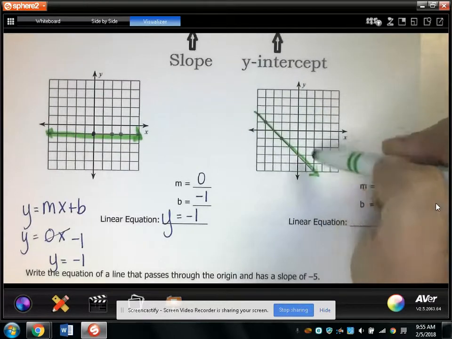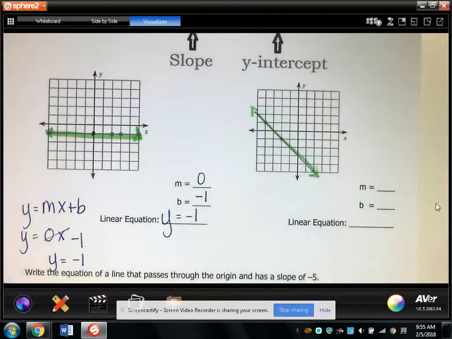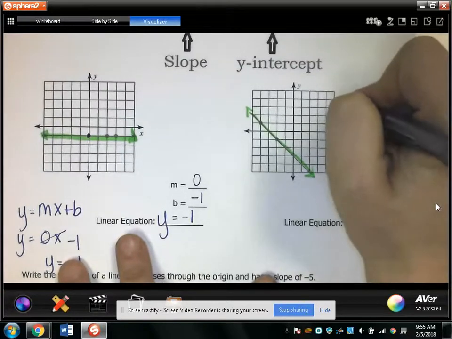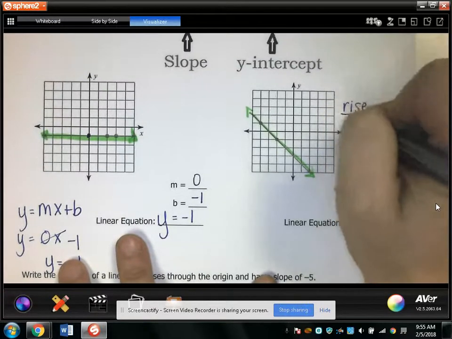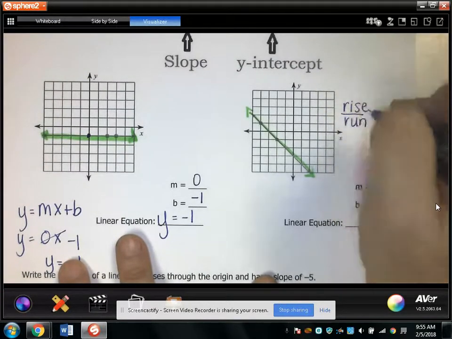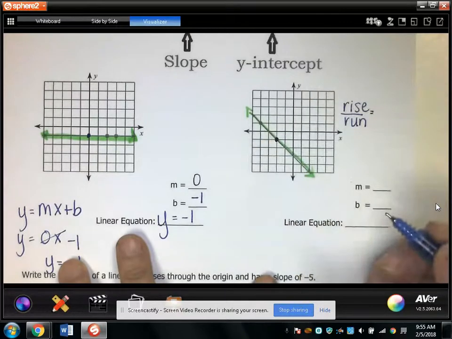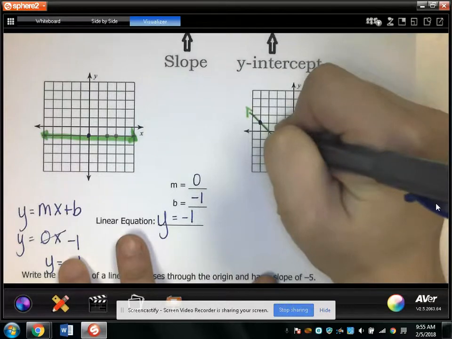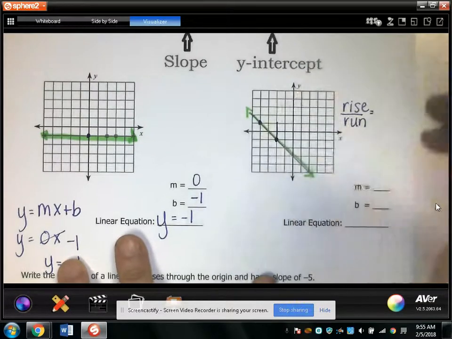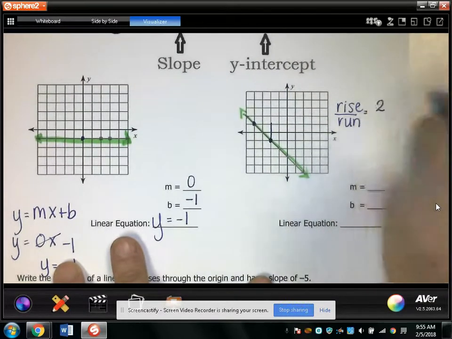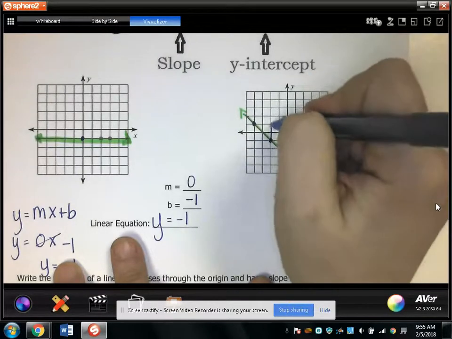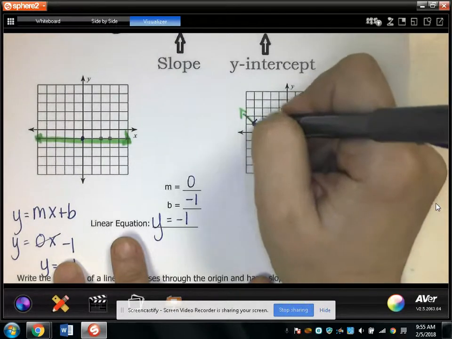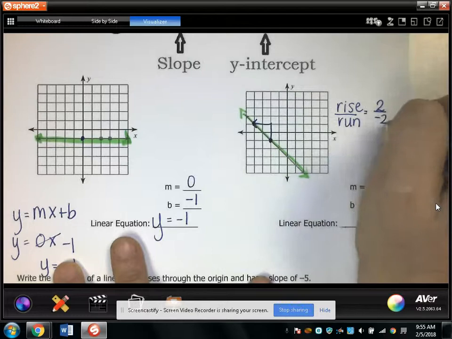All right, for this line, here I'll just outline it so you can see it a little bit better. First, I need to find the slope. So I could do the slope formula, but I'm going to do the shortcut, rise over run. I'm going to start at the bottom point given here, and I'm going to say, okay, how much do I have to rise to get to the next point? I have to rise 2. And how much do I have to run? Well, I have to run 2, but in the negative direction. So I'm going to write -2. So the slope here is going to be -1.